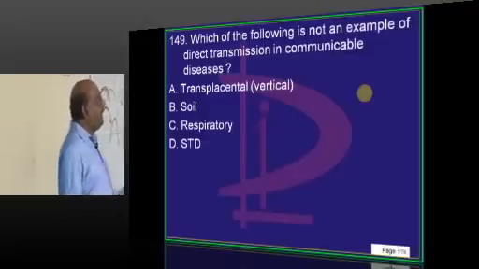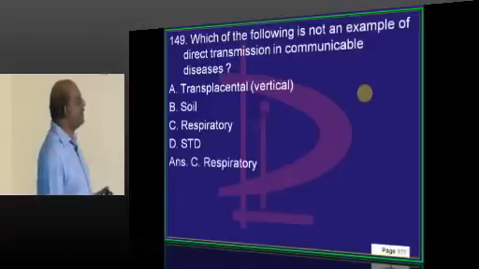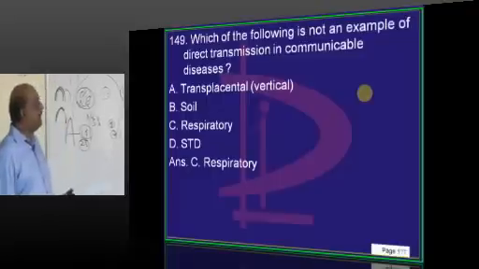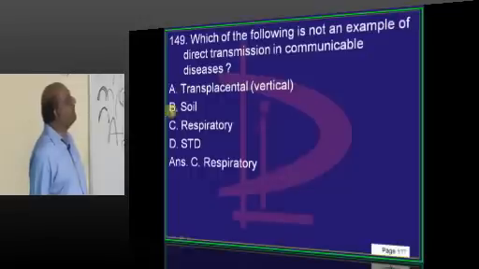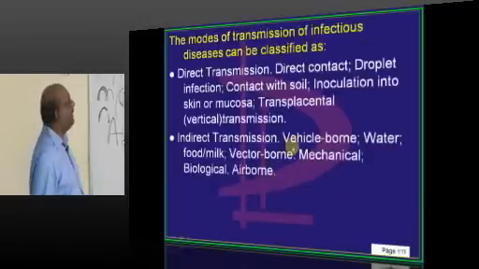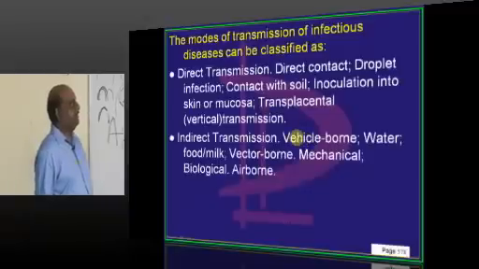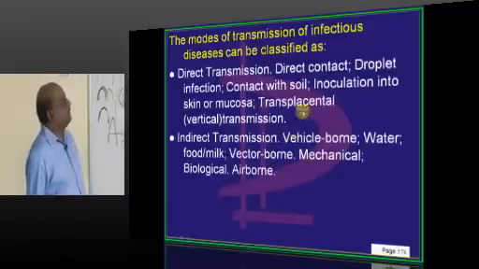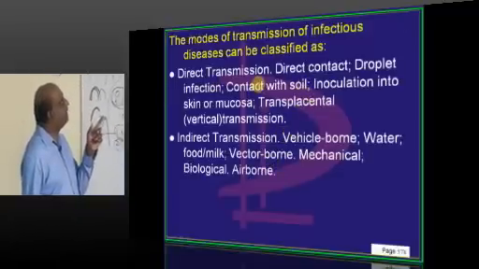Now, direct transmission in communicable disease, which is not an example of direct transmission? STD, soil, transplacental are all mentioned but not respiratory. Indirect transmission has vehicle borne, water, food, milk, vector borne, mechanical, biological, etc. But droplet infection is there, not direct transmission.